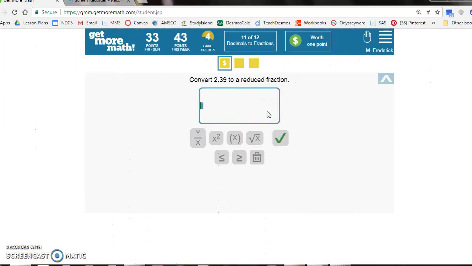And the last problem we will look at today, 2 and 39/100. 39 is not a prime number. It is divisible by 3 and 13. However, neither of those numbers evenly go into 100, so this again is our simplified fraction.